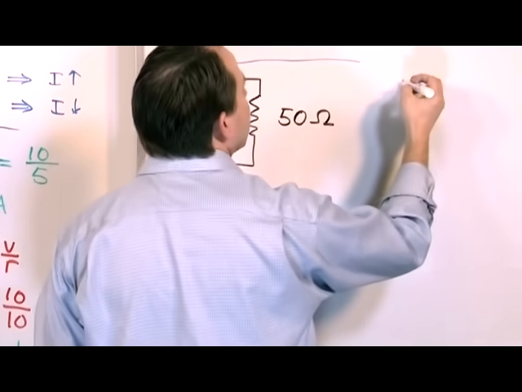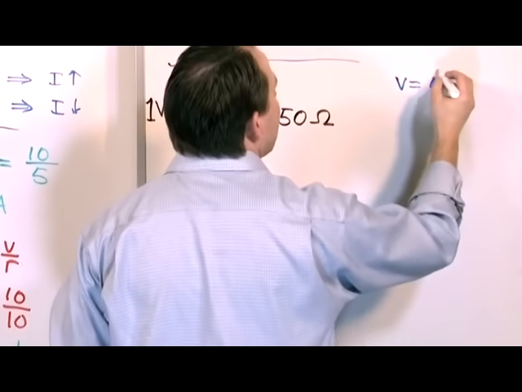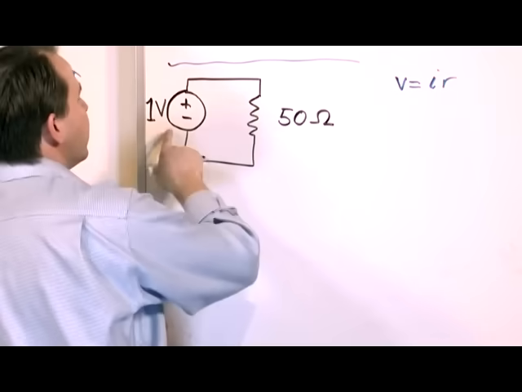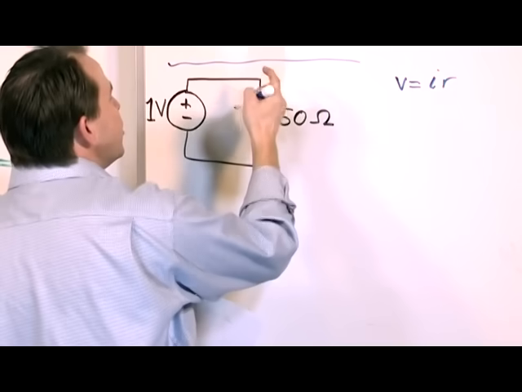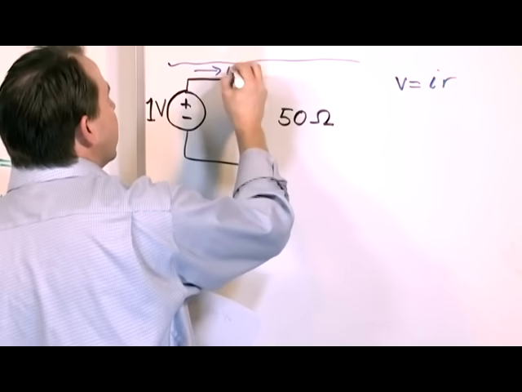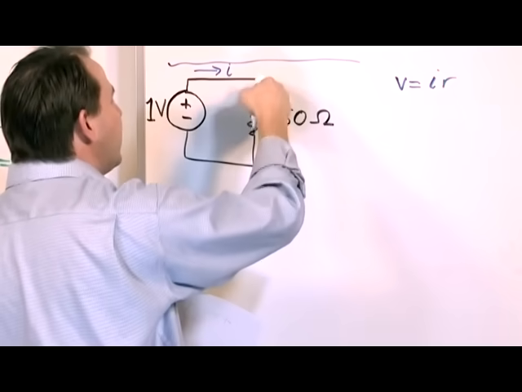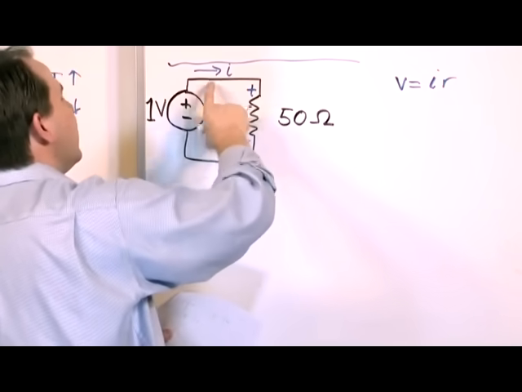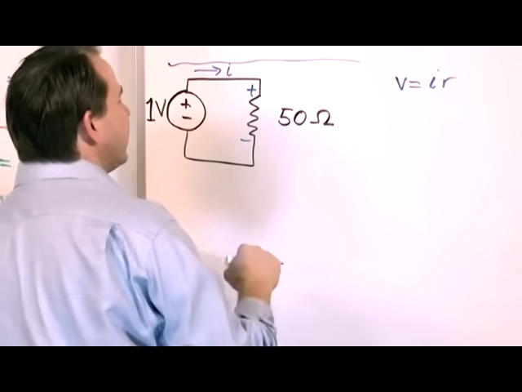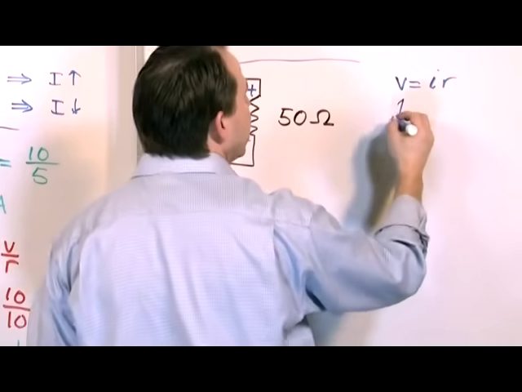So again, V is equal to IR. We can use this version if we want. For the voltage, we have to talk about something. Let's talk about this resistor here. Notice that the current is going to come this way because it's going round and round. Anytime we go through a resistor, there's going to be a voltage drop. This voltage drop is the same as the source because it's connected like this. That voltage is 1 volt.